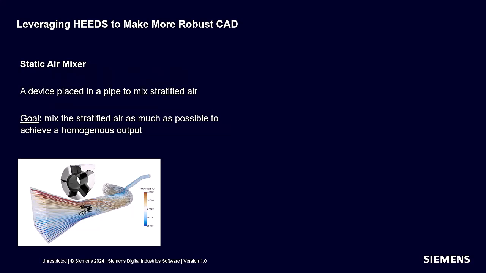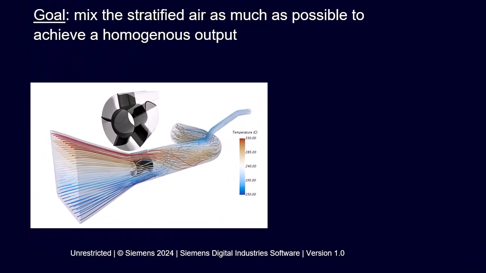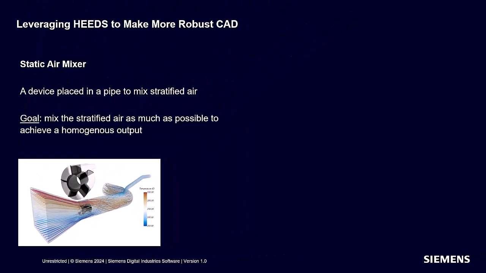Here, a device is placed in a pipe to mix stratified air where at the inlet of the pipe we have hot air entering at the top and cold air entering at the bottom. Just beyond the inlet we place the device which is to be designed. The goal of the device is to mix the stratified air to achieve homogeneous output downstream.